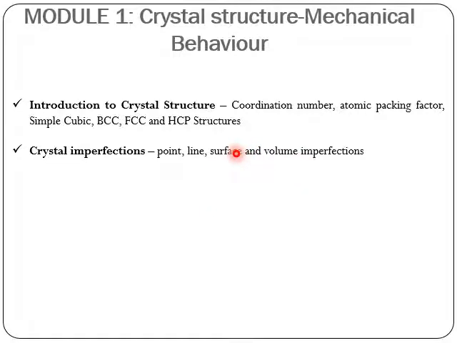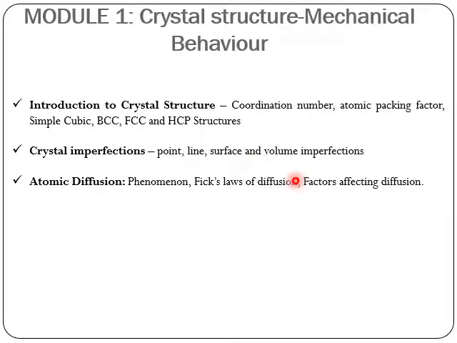The thing is, whenever we process a material, we can't ensure 100% purity. There will be impurities present in it. Due to those impurities, there will be imperfections in a perfect solid. So in those things we say point, line, surface and volume imperfection. So what are those things? We will discuss them in session 2.